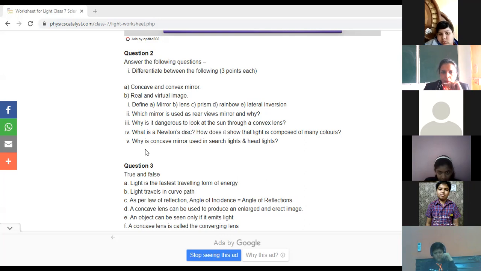Next, Ayan, why is a concave mirror used in searchlights and headlights? You know that it is even used by the dentist. So why in searchlights and headlights?